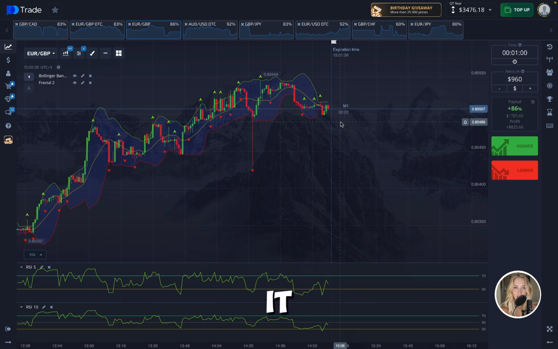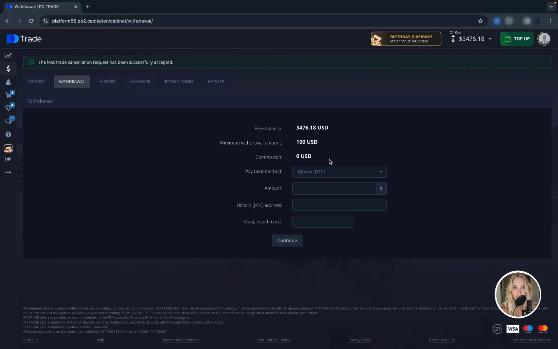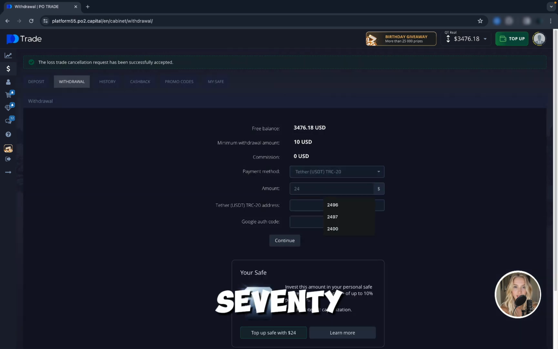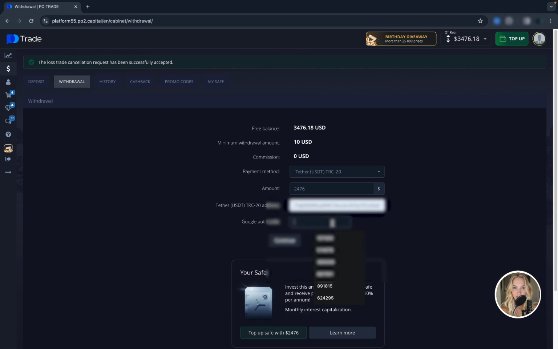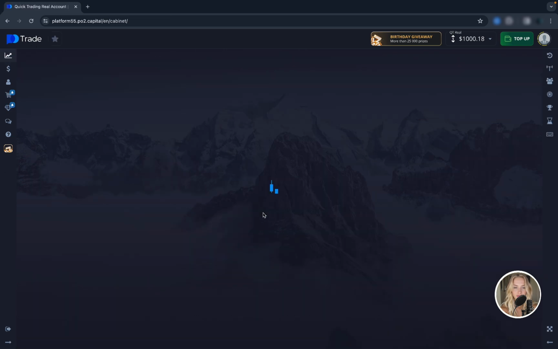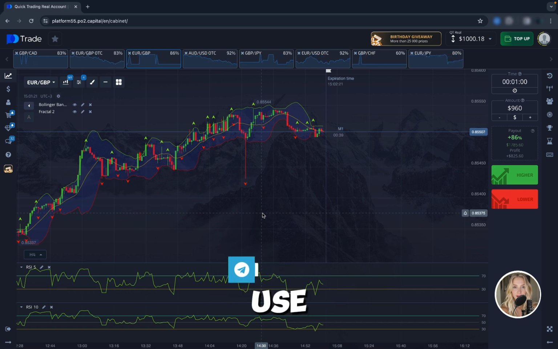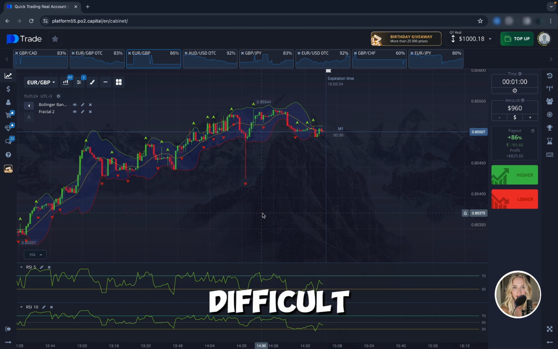So I will fix it, and let's move on to the conclusion. The amount of today's profit will be $24.76. The withdrawal operation is being successfully performed. This is how trading turned out today, using these indicators. In general, it was not difficult. I would even say very simple. The use of these indicators is also not a difficult task.